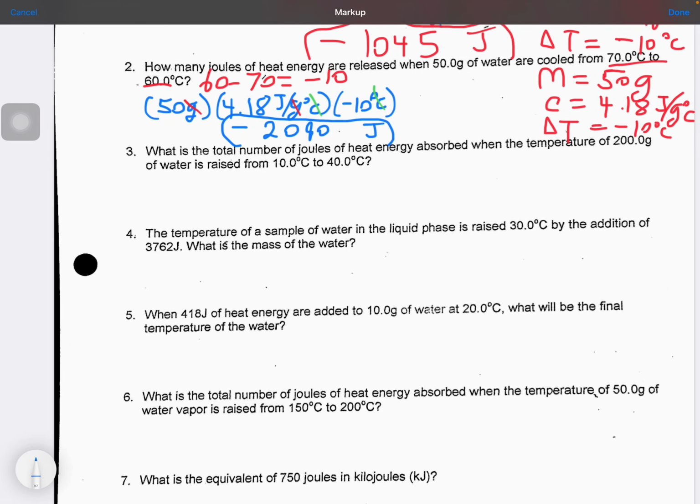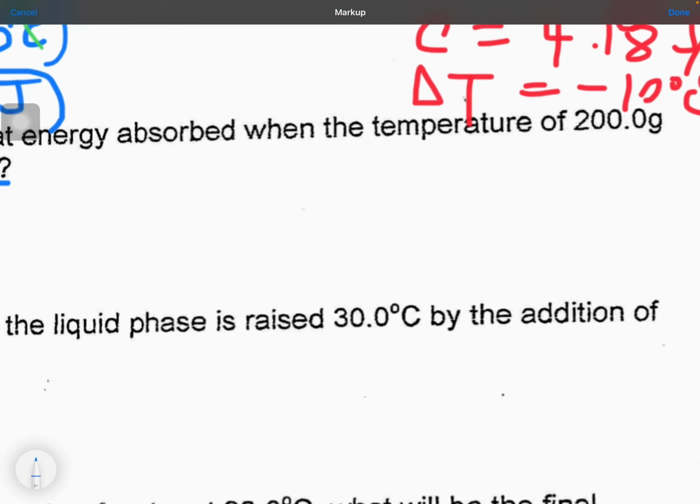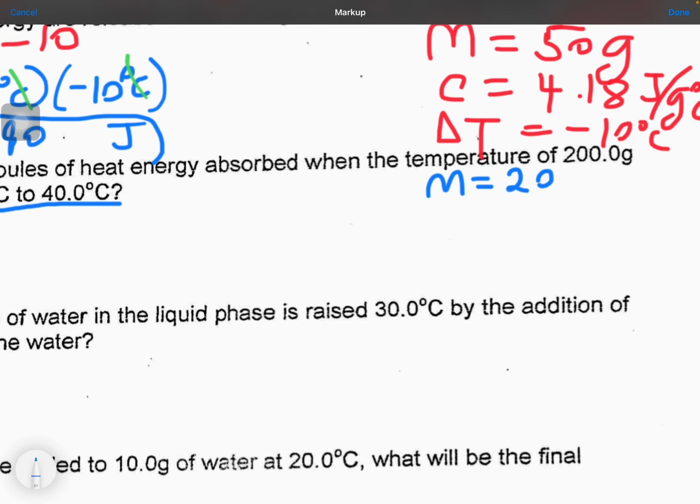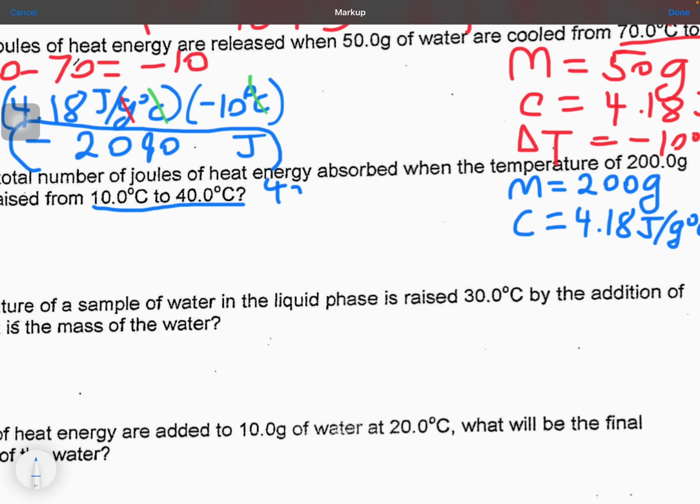Let's do another one. What is the total number of joules of heat energy absorbed when the temperature of a 200-gram sample of water is raised from 10 degrees Celsius to 40 degrees Celsius? Again, because we're given a temperature value, we are going to do Q equals mc delta T. We have our M, which is 200 grams. We have our C, as always, 4.18 joules per gram degree Celsius. And your delta T in this case is 40 minus 10, which is 30.